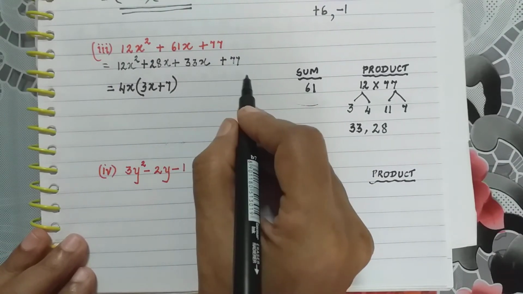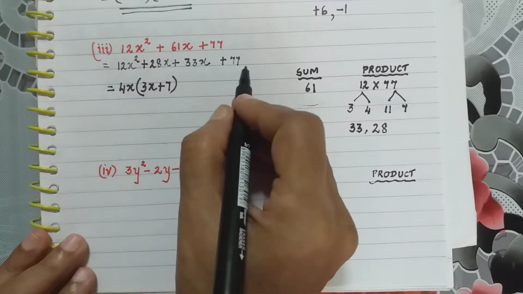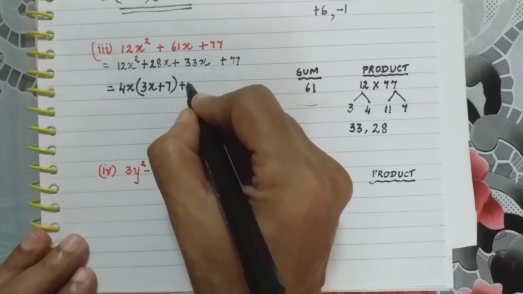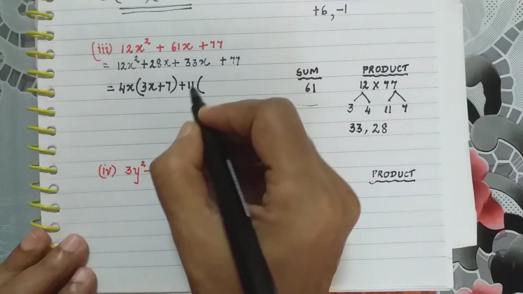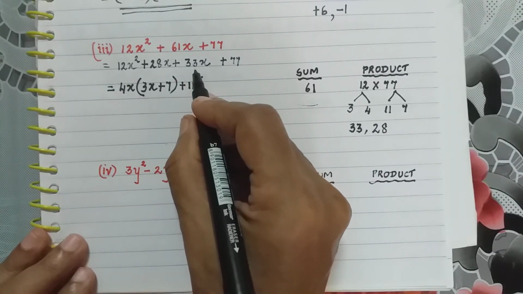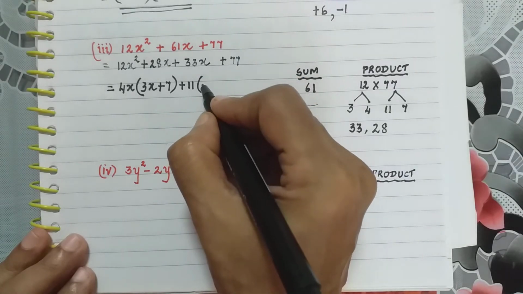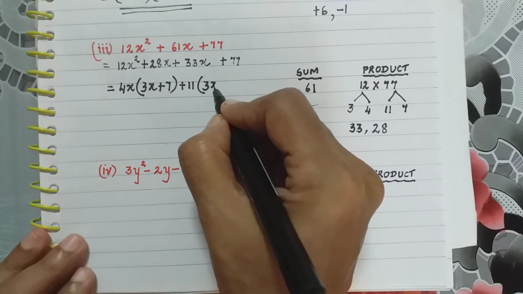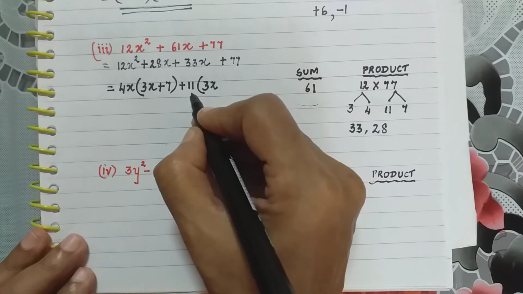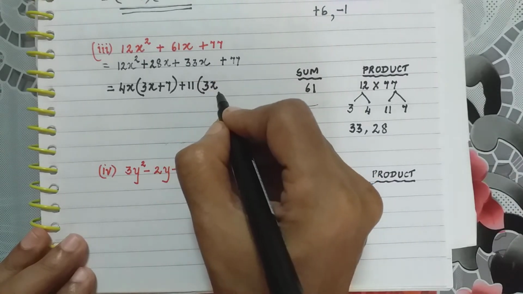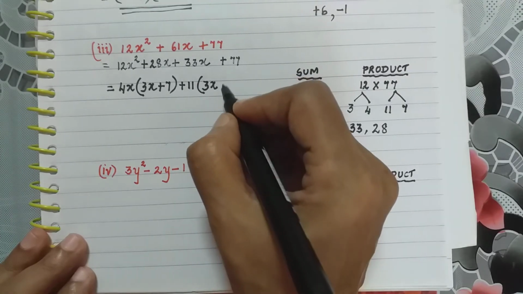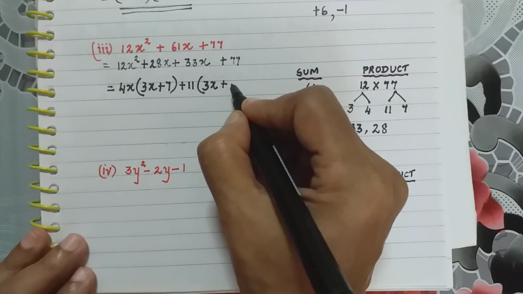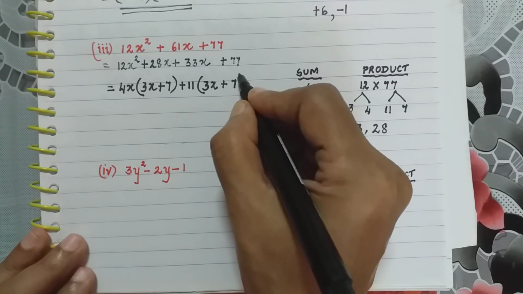Going to the next two terms. In these two we have 11 common. So we take plus 11, put the bracket. 11 goes in 33 3 times, and then we have the x. Let us see whether it's correct. 11 into 3, 33, and then the x, so 33x. Plus 11 goes in 77 7 times.